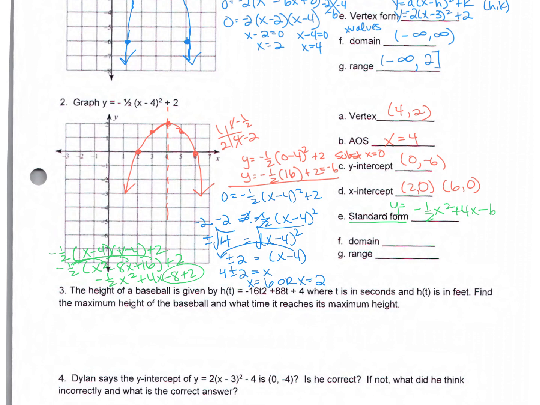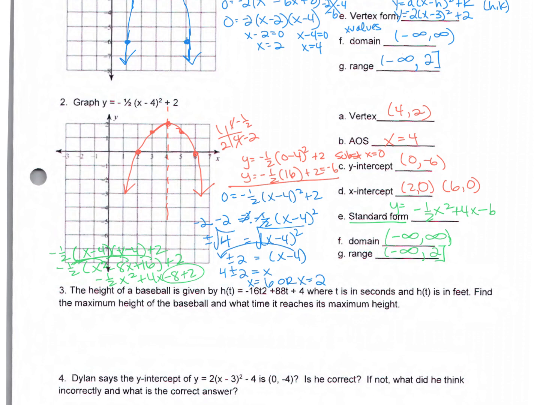Okay, you guys, my domain, again, my x can be any number on the x-axis, but my y values only go from all the negative numbers, since my parabola points down, and it goes up to positive 2, and then my y values stop.